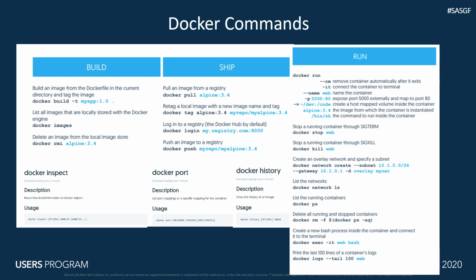We can pull down code from a Docker registry with the pull command. We can give it a tag name, log in to a secure registry, push things out, and so on. You can see we can look at the ports, look at the history. We can also exec into it and get logs out. We'll talk about some more of these as we go along throughout the course here.